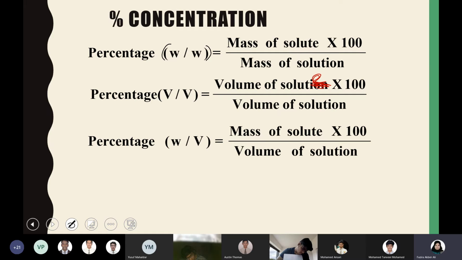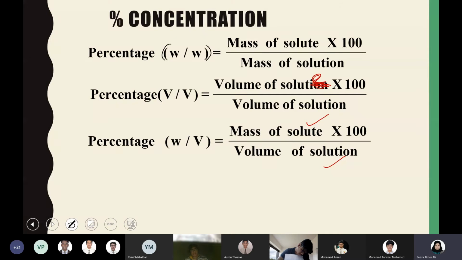Percentage by mass by volume. Mass by volume percentage means mass of solute and volume of solution. That is a combination of the first and second categories. The first one is completely mass, mass of solute by mass of solution. Volume percentage means volume of solute by volume of solution. Numerator and denominator were the same type for both of the first two categories. The third one is mass by volume percentage, mass of solute divided by volume of solution, and this is expressed in percentage. That is why everything is multiplied by 100.